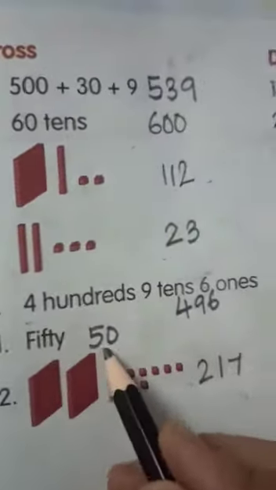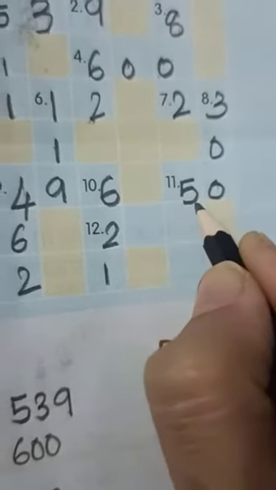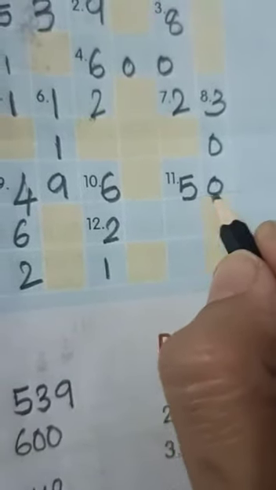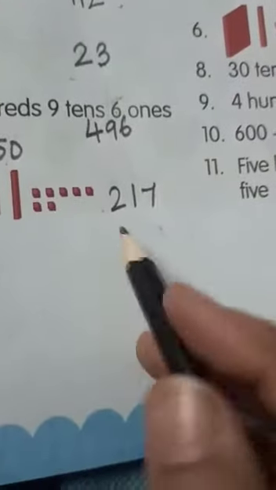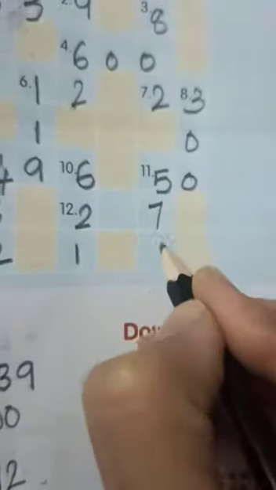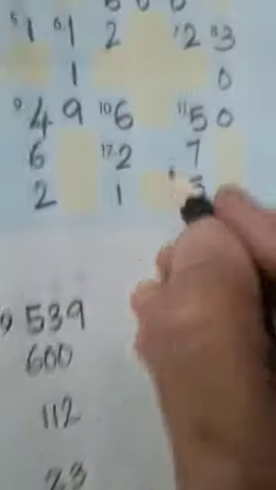11th is 50. Just 5 we have to write, that is across. So already we have 0 here. So this number is becoming 50. And 12th we have, again 11th we have in down. 575. And the last we have 217, that is 12th one.